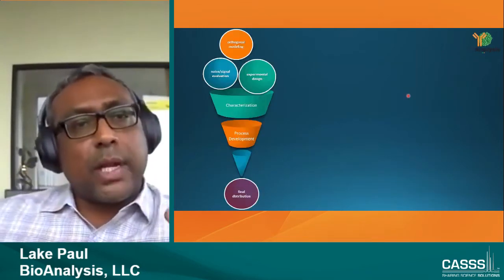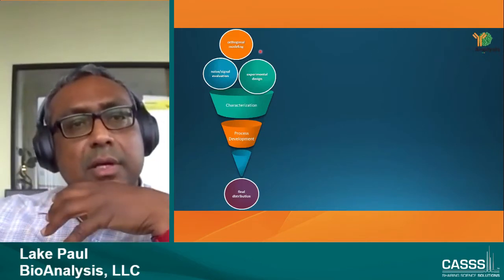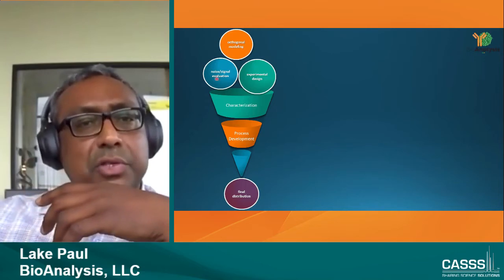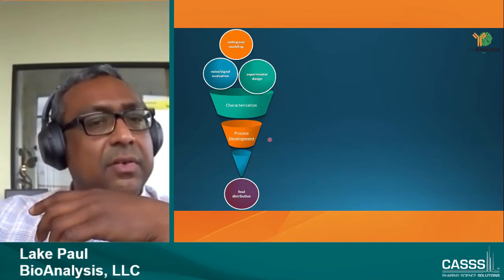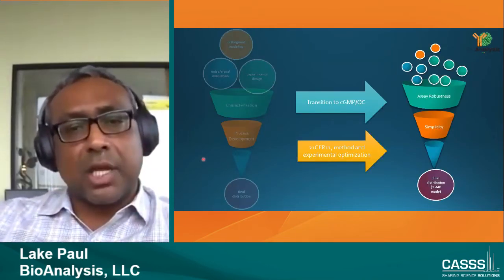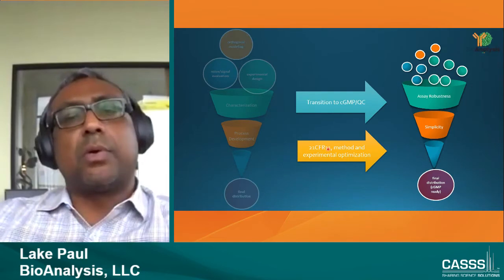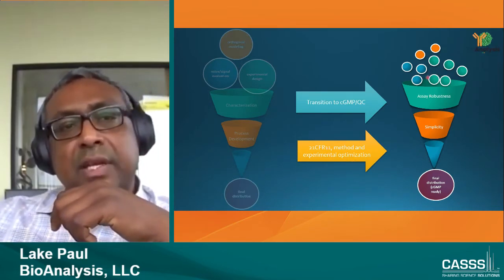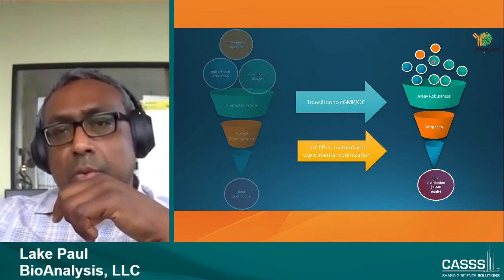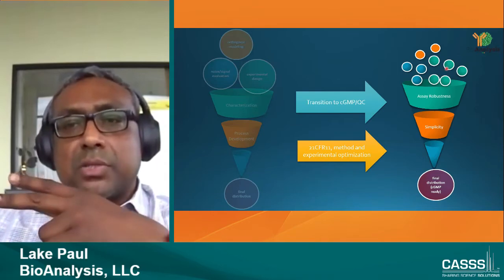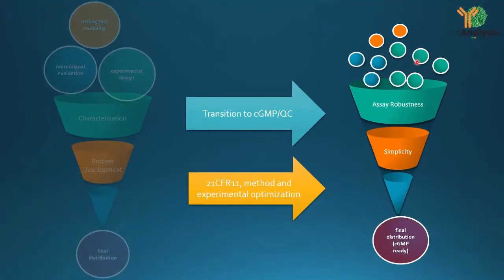In your initial passes, you're seeing your orthogonal modeling, noise evaluation, and your experimental design. This is for characterization and process development. But when you're starting to transition into the GMP, you think about your 21 CFR, your method and experimental optimization. These bins get a lot smaller. You have to explore a little bit more space in there. So explore your speed, explore your concentrations, see what it's doing on the different optimization techniques and experimental parameters.